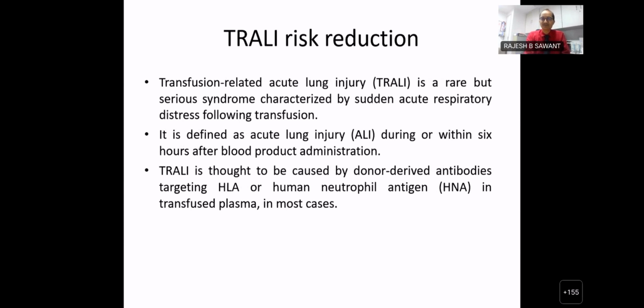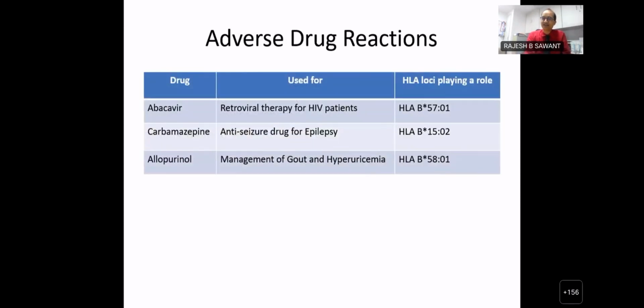Similarly, TRALI risk reduction again can be done with proper HLA matching in certain cases who are more prone to TRALI. And there, along with the HLA, you also have to look intricately at the human neutrophil antigen. So granulocyte immunobiology has now evolved in the last 3-4 years as one separate sub branch of our immunogenetics. Then as far as adverse drug reaction is concerned, I thought it is worth mentioning here abacavir, which is used for retroviral therapy.